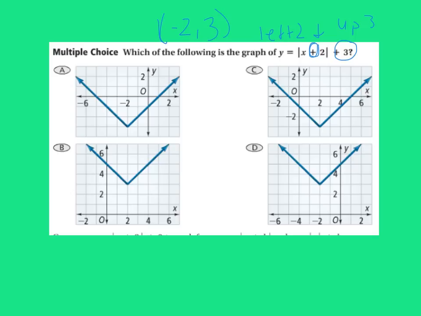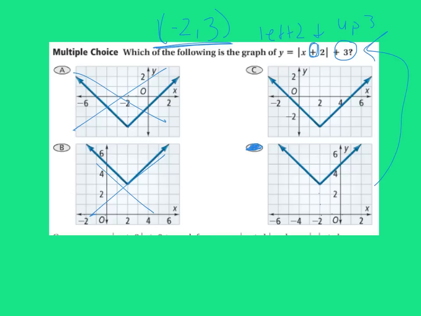So if I look at my graphs, I start at the origin. Did I go left 2? Yes. And did I go up 3? No. So this one does not work. So I look at B. Did I go left 2? No. That one does not work because I'm looking for the vertex at -2, 3. So here I went left 2 and up 3, so D would be my graph that matches this equation.